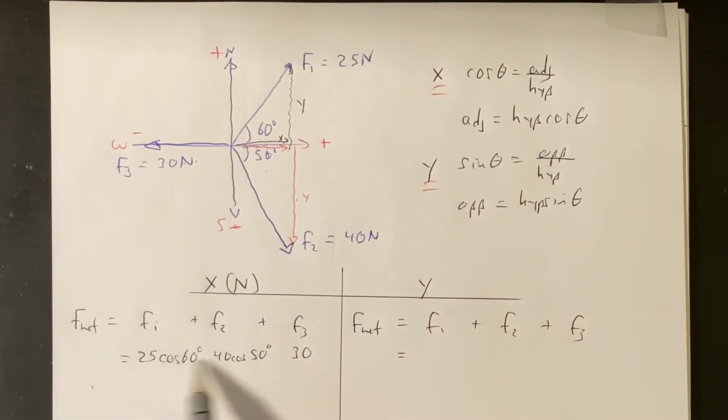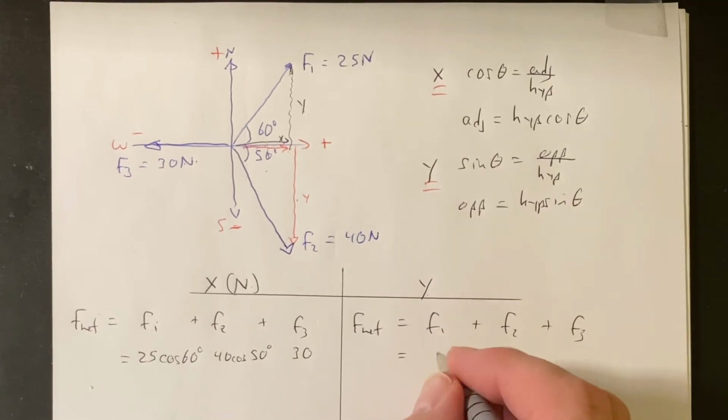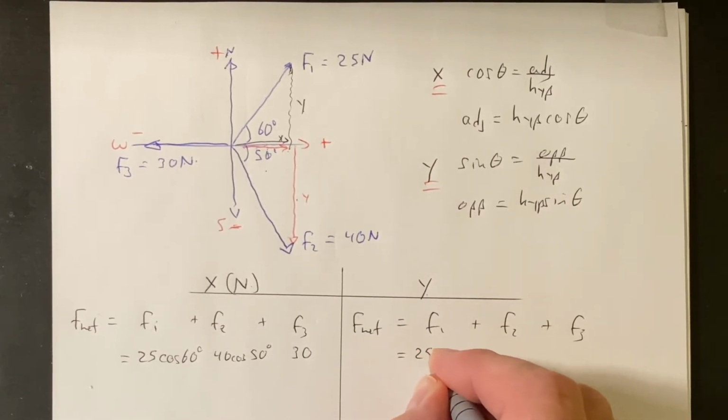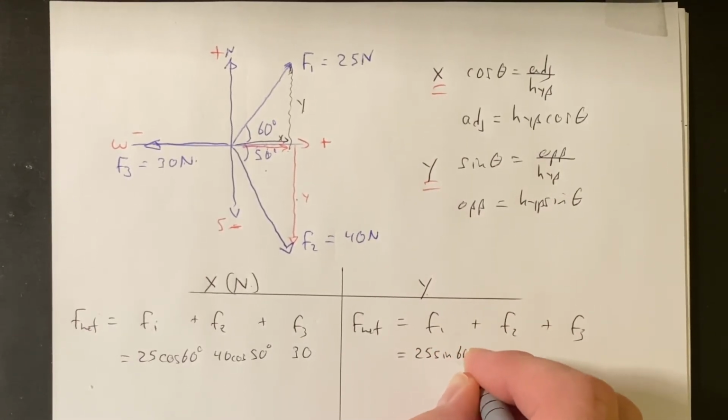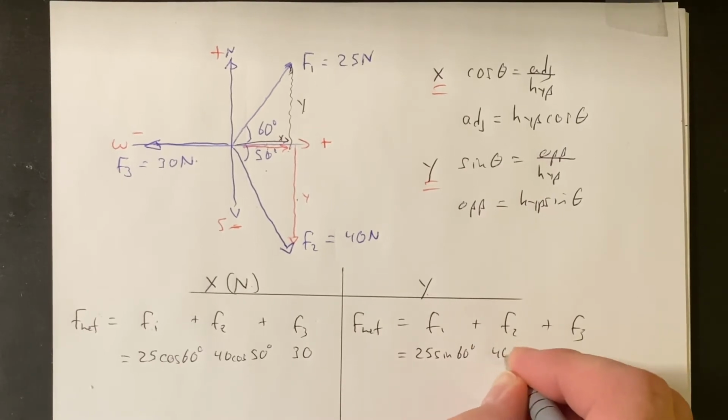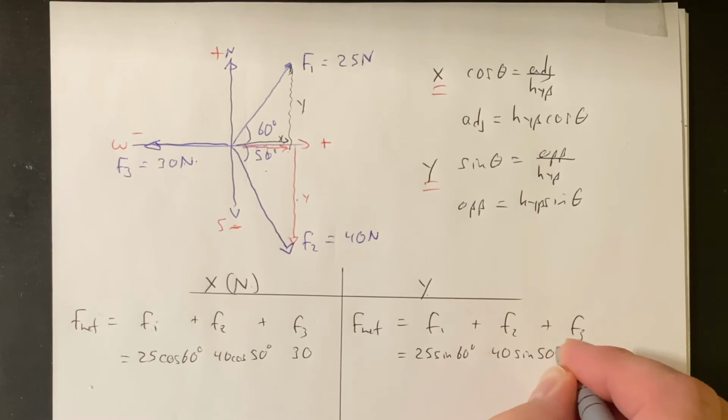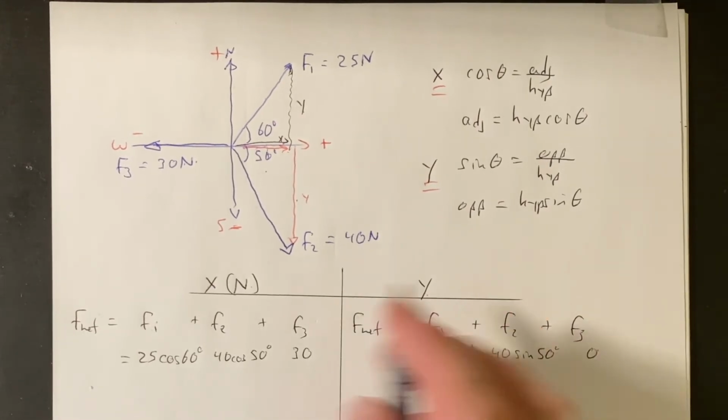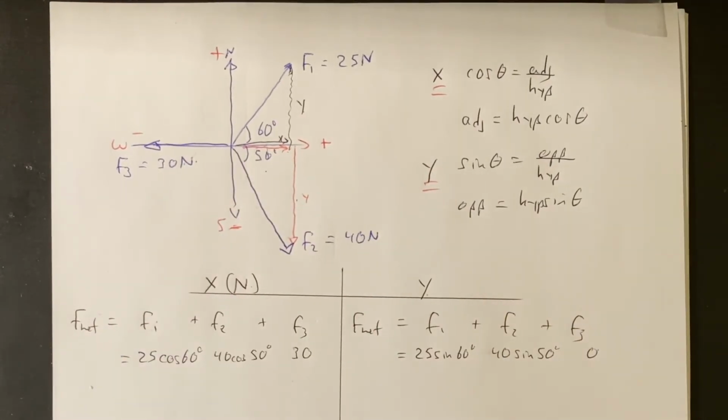F sub 1 looks much the same, but this time sine of the angle. So that's 25 sine of 60, 40 sine of 50, and F sub 3 is going to be 0. It's not going up or down in there.